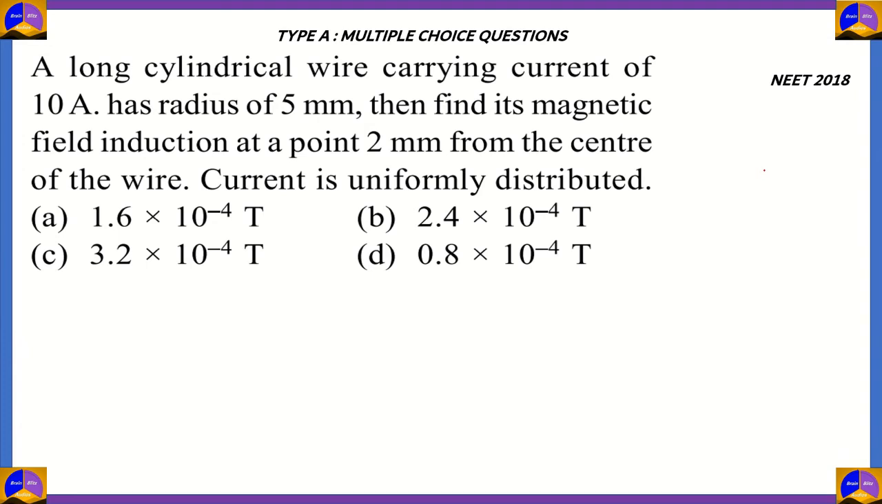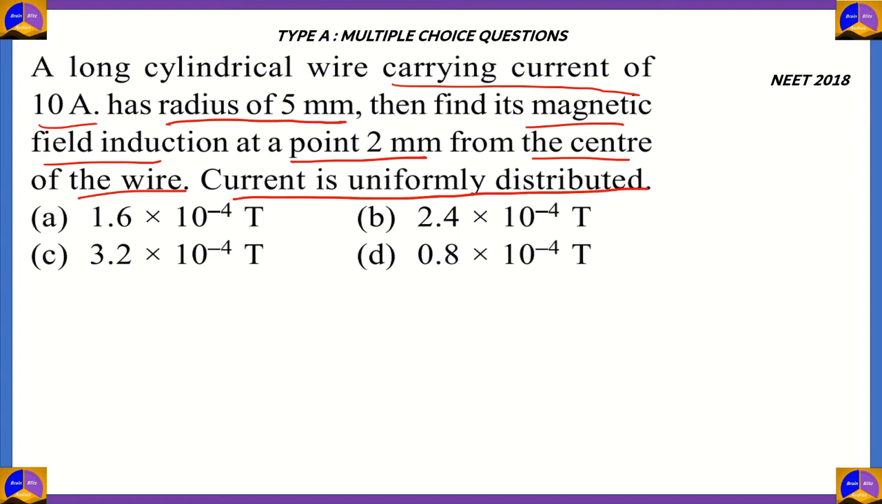Now let's look at a different question. A long cylindrical wire carrying a current of 10 amperes has a radius of 5 millimeters. Then find its magnetic field induction at a point 2 millimeters from the center of the wire. Note that the current here is uniformly distributed. So the radius is 5 millimeters, that is 5 into 10 raised to minus 3 meters, and then you have the small r, that is the distance, that is given to be 2 millimeters, which is 2 into 10 raised to minus 3 meters.